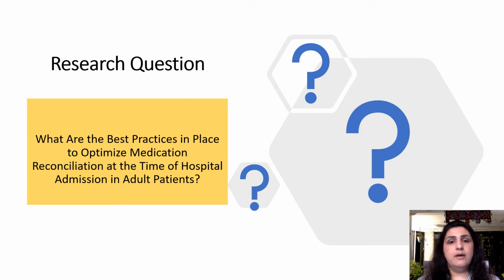I will just read that. My question was, what are the best practices in place to optimize medication reconciliation at the time of hospital admission in adult patients? So my research is concentrated basically at the time of admission and on adult patients only.